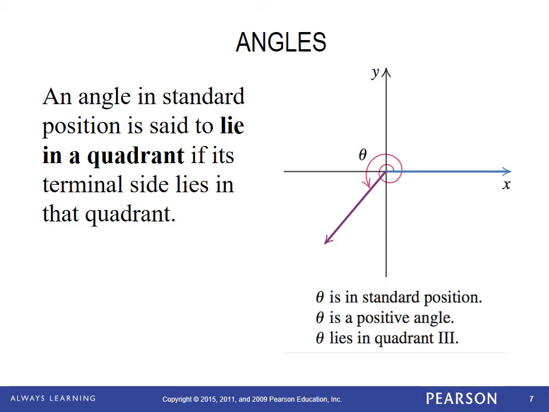All right, and just another one here, just for practice. So notice this is going to be a positive angle. Notice you got one full rotation right here, and then you have an extra piece as well. So we say this is in standard position. It is a positive angle, and it stops in quadrant 3, bottom left-hand corner.